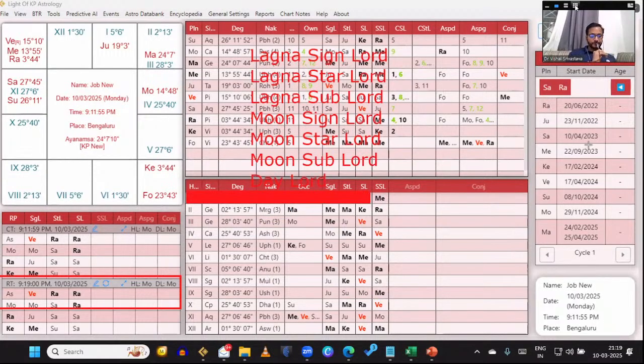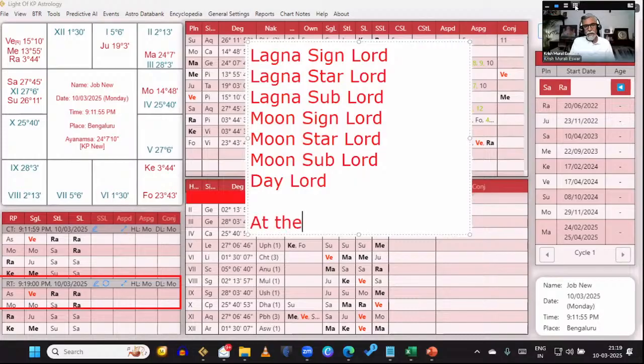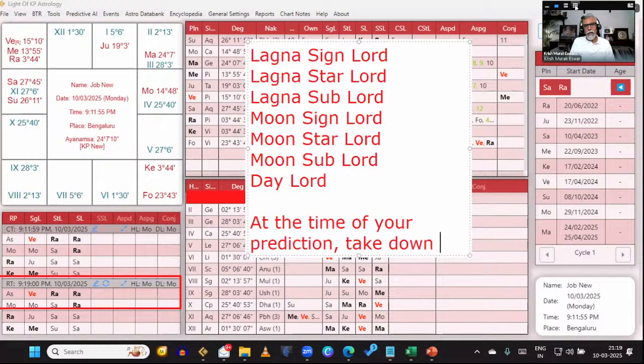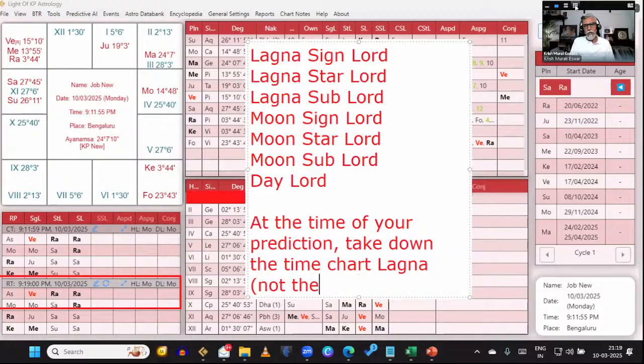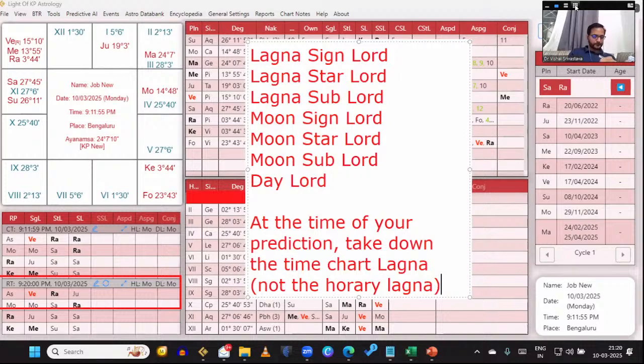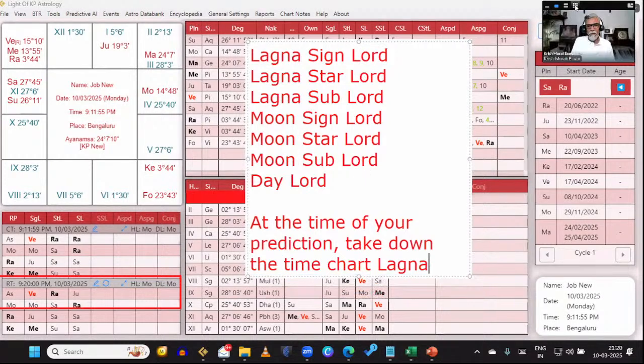Take the time Lagna. We are interested in this time, 9:19 p.m. on 10th of March 2025. We are interested in particular on that time. What is the Lagna lord? That's important. At the time of your prediction, take down the time chart Lagna, not the horary Lagna. Remember that horary Lagna is based on the horary number, so don't take it.